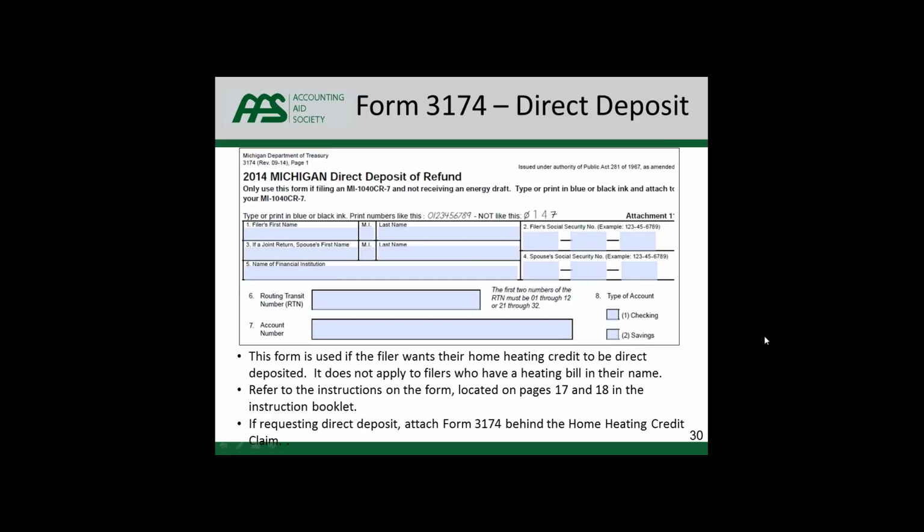Okay, direct deposit. We mentioned that if somebody has the heat included in their rent or in somebody else's name, they can get a check instead of a heating voucher. Michigan provides a form 3174 for direct deposit, and that should be attached behind the home heating credit claim. I wanted to make one quick note on the calculations.